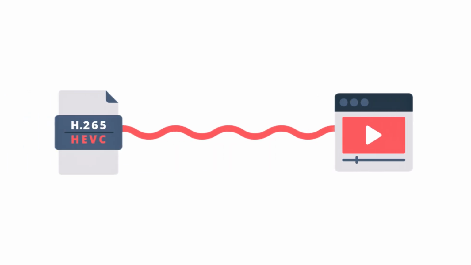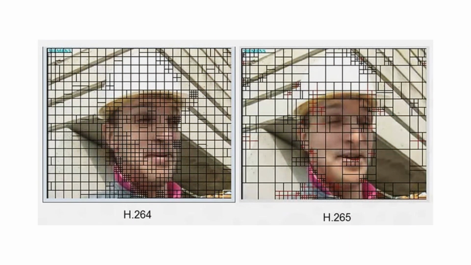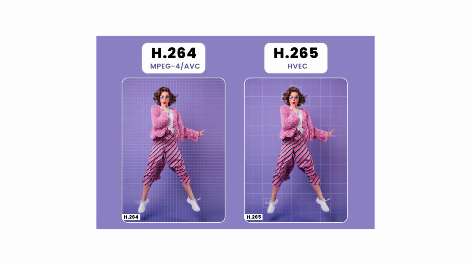H.265, also known as HEVC, High Efficiency Video Coding, was released in 2013. The headline stat: it delivers the same visual quality as H.264 at half the file size. The researchers at Fraunhofer Heinrich Hertz Institute, one of the key developers, proved this consistently in controlled testing. Half the size. Same quality. Sounds like a straightforward upgrade, right?